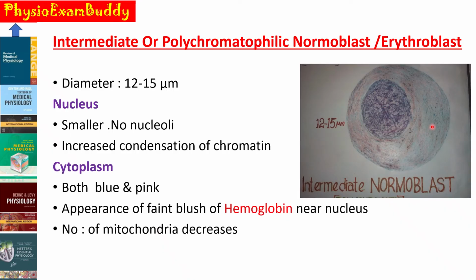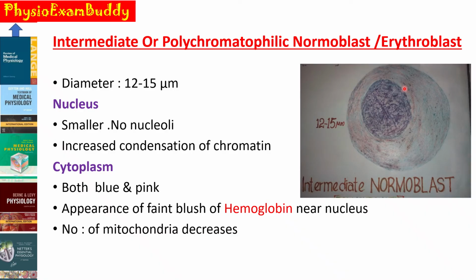Now, what happens to the cytoplasm? It should be colored both blue as well as pink. That is because of the appearance of a faint blush of hemoglobin near the nucleus. So, you have to first shade the cytoplasm using a light blue color pencil, and you have to mix it with a red color pencil around the nucleus because you have to show the appearance of the hemoglobin at this space.